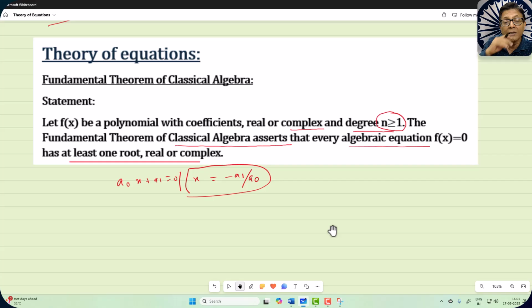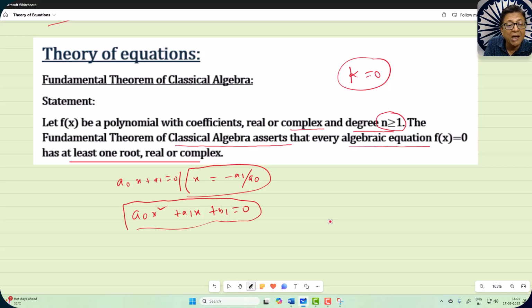A constant polynomial equated to 0 will not give you an equation. Why? k equal to 0 is a constant polynomial, it has no root. So we have to start from degree greater than or equal to 1. It has a root. If it is of the form a0x² + a1x + b1 = 0, it will have two roots.